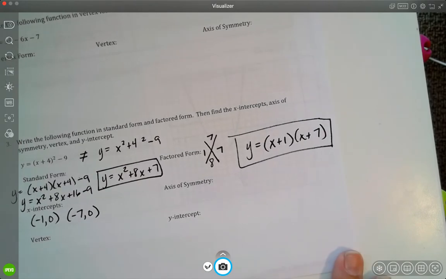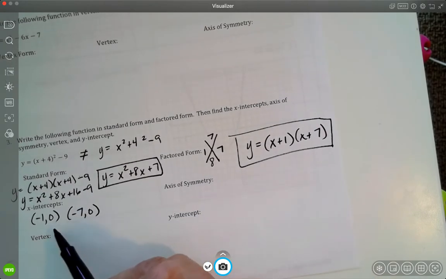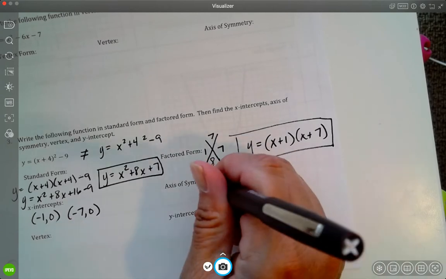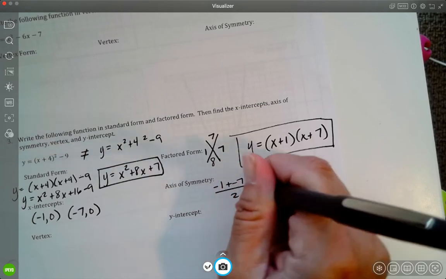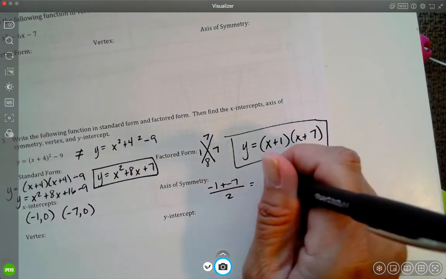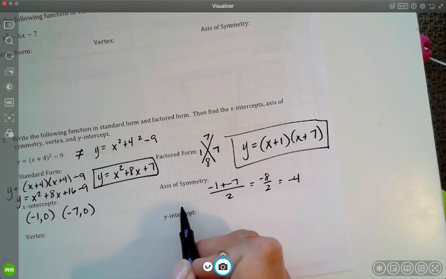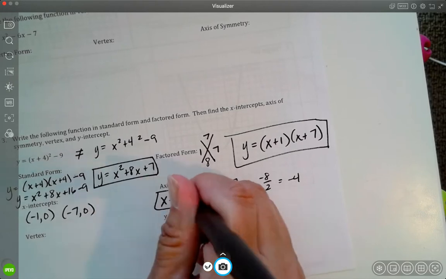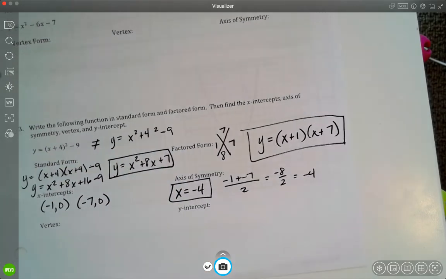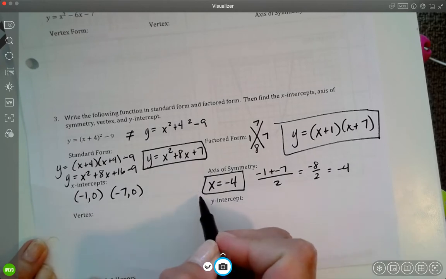Our axis of symmetry, remember, is exactly in between our x-intercepts. So -1 plus -7 over 2, it's like the average between them, which is -8 over 2, which is -4. So our axis of symmetry is x equals -4. Remember, the axis of symmetry is always an equation, not just a number. The vertex is always on the axis of symmetry.